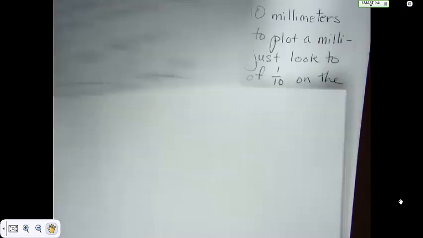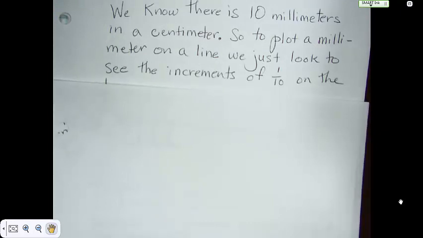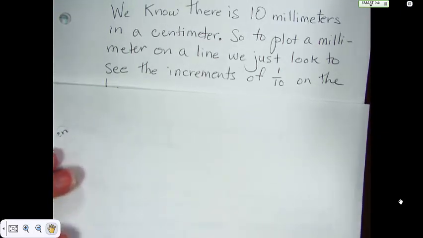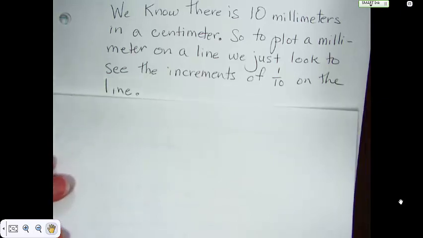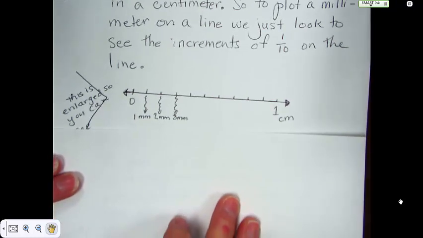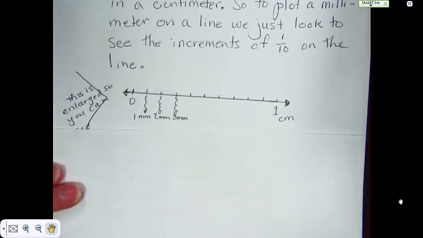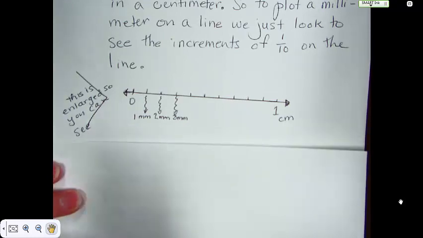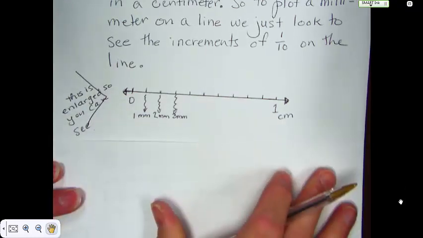Okay, going on to page 2. We know there are 10 millimeters in a centimeter. So if we're going to plot a millimeter on a line, we just look to see increments of 1/10 on the line. So here is another line, and yes, I probably think it would be a good idea for you to put it in your notes. This is enlarged so that you can see.